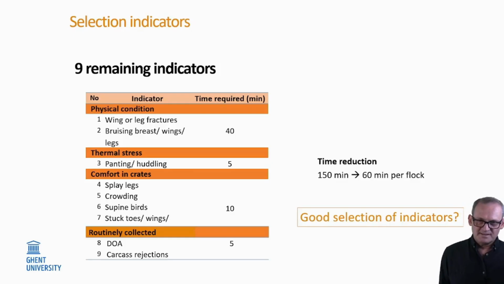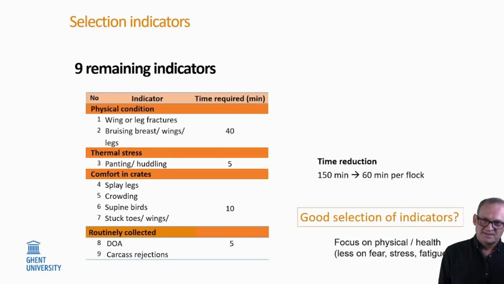You can still ask the question, with this selection of indicators, do we assess the relevant welfare problems during the pre-slaughter stage? And one could comment or criticize that the focus is primarily on problems that affect the physical condition of the birds or the health, whereas emotional things such as the level of fear or stress or fatigue are less prominent in this protocol. So we could be accused of having a biased definition or a biased idea about the welfare as it is assessed by this protocol.